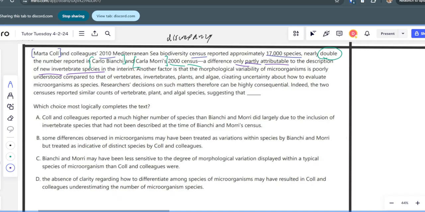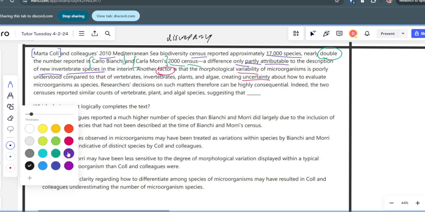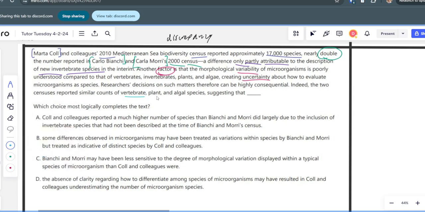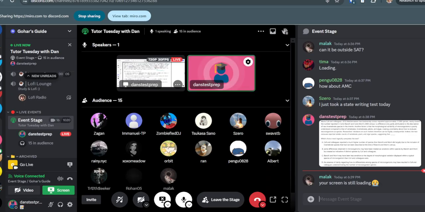Another factor is the morphological variability of microorganisms is poorly understood compared to that of vertebrates, invertebrates, plants, and algae, creating uncertainty about how to evaluate microorganisms as species. Okay, there's variability and uncertainty. That could be another reason. Researchers' decisions on such matters can therefore be highly consequential. Indeed, the two censuses reported similar counts of vertebrate, plant, and algal species, suggesting that blank. The only one I don't see here is invertebrates. What about invertebrates? That's what I'm going to be looking for in the answer choices.